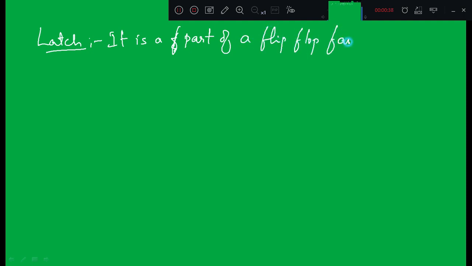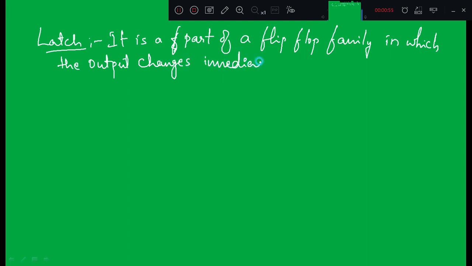So what is a latch? It is a part of the flip-flop family in which the output changes immediately when the input changes, right?